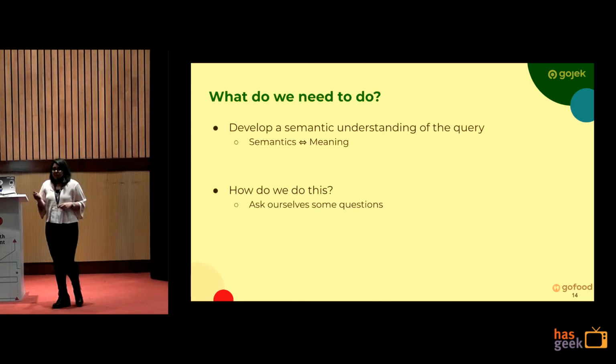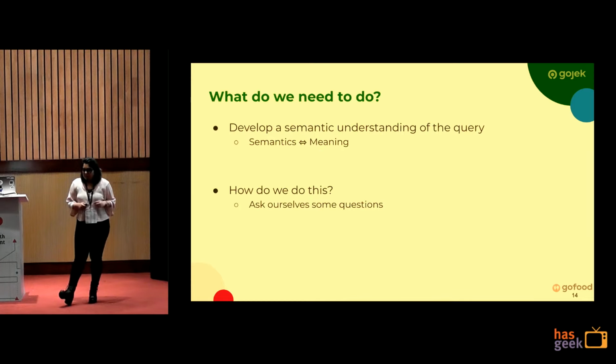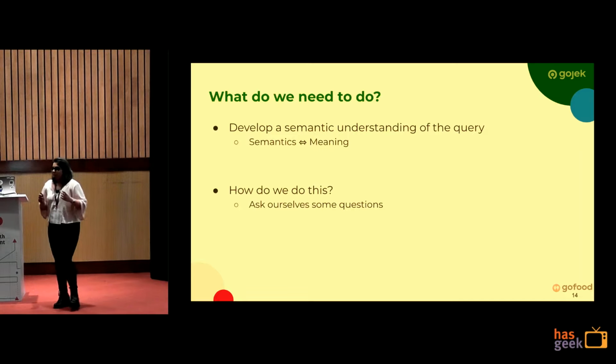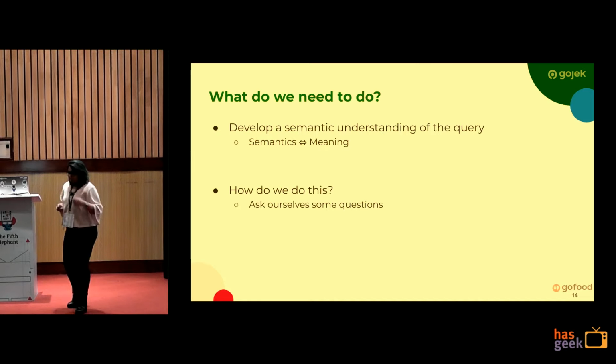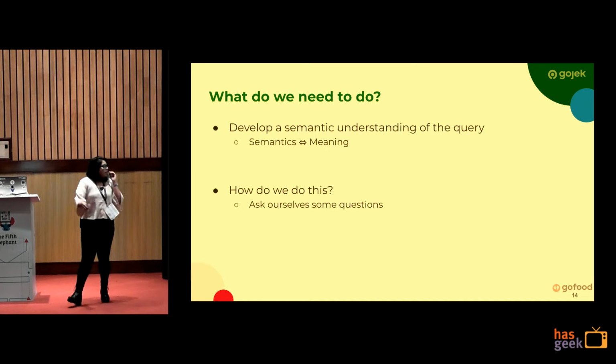So what do we need to do to build the query semantics engine? How do we essentially understand the query that the user has typed? We ask ourselves two primary questions to figure out what the next steps are. Let's look at what those questions are.